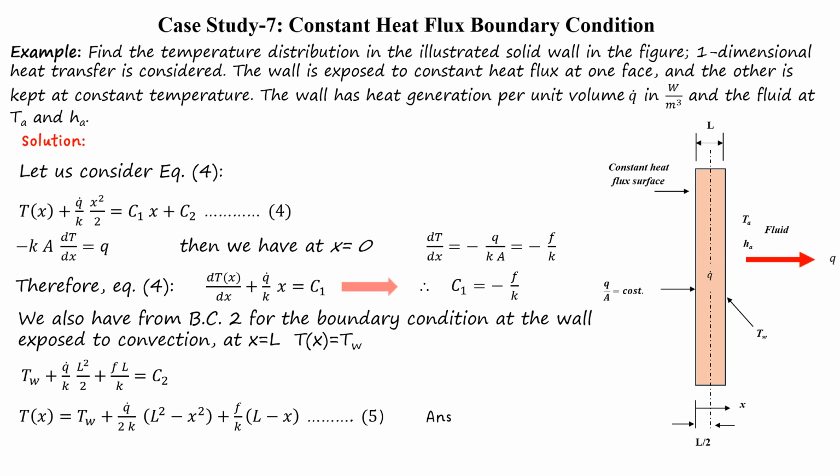And if we have a look at the boundary condition number 1, which we have used, that is dT by dx equal to minus q divided by KA, and Q divided by A represents the heat flux, which is equal to F. And equation number 5 is the final solution for this equation.